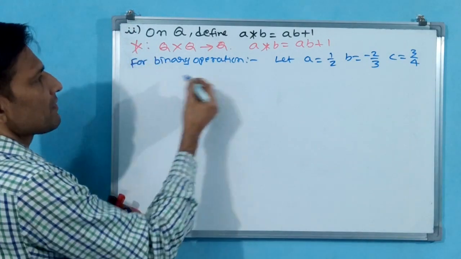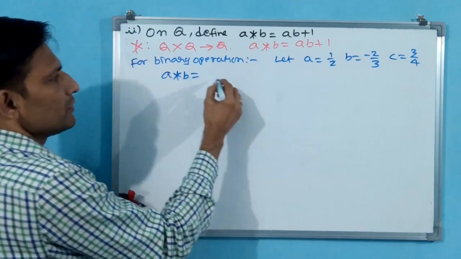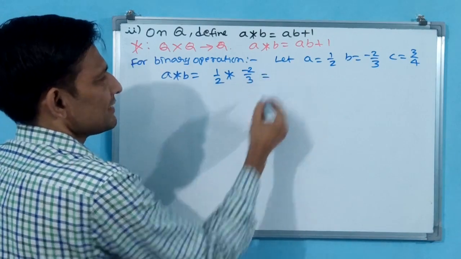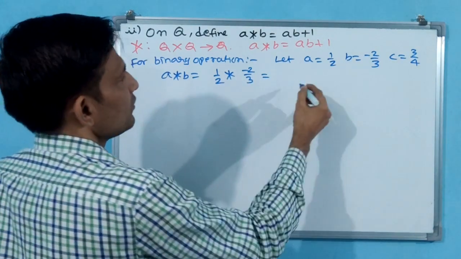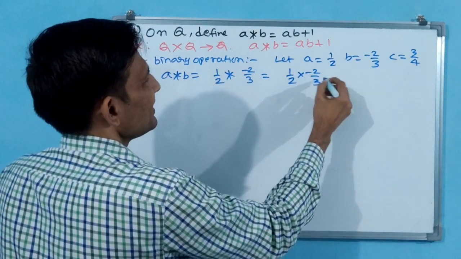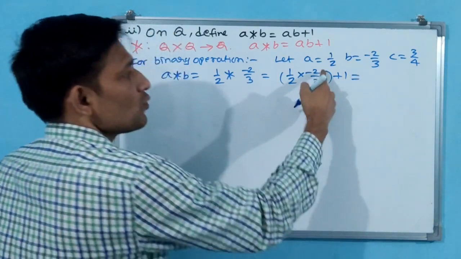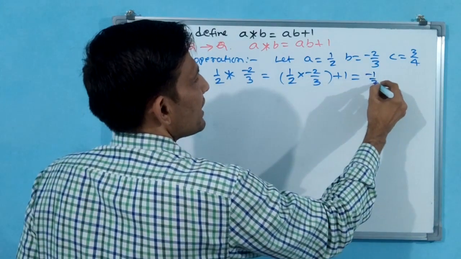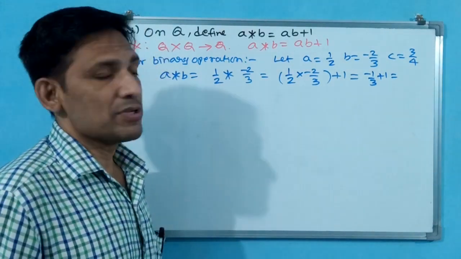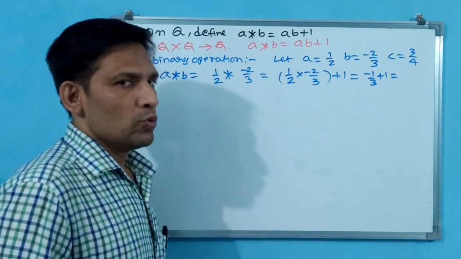Okay, now let us see for the first, binary operation. A star B is equal to 1 by 2 star minus 2 by 3. That is equal to AB, 1 by 2 into minus 2 by 3 plus 1. That is equal to, see, 2 goes, minus 1 by 3 plus 1. How much is it going to become? Minus 1 plus 3, 2 by 3.